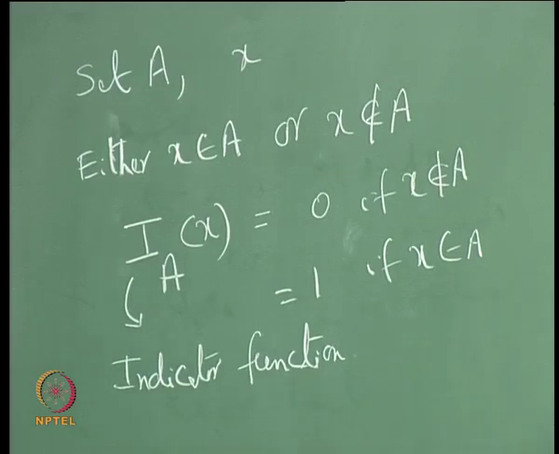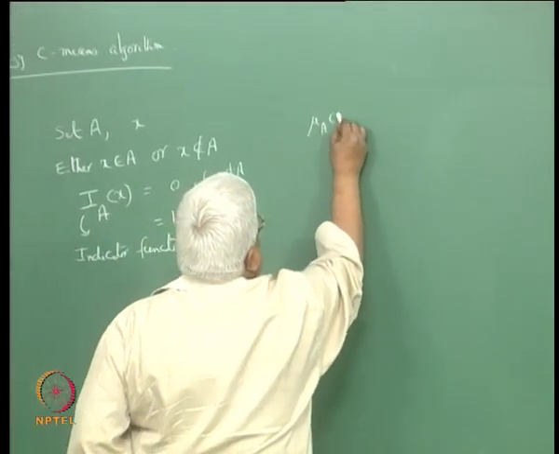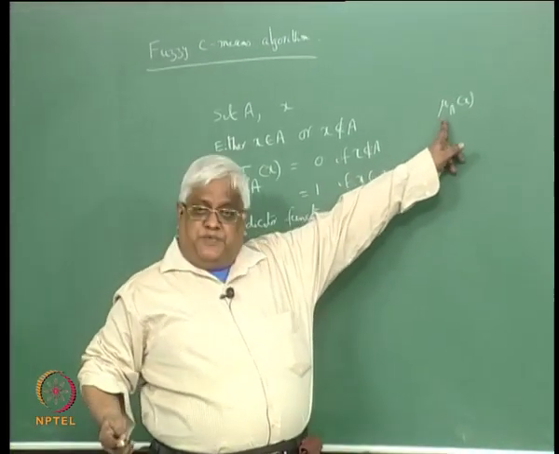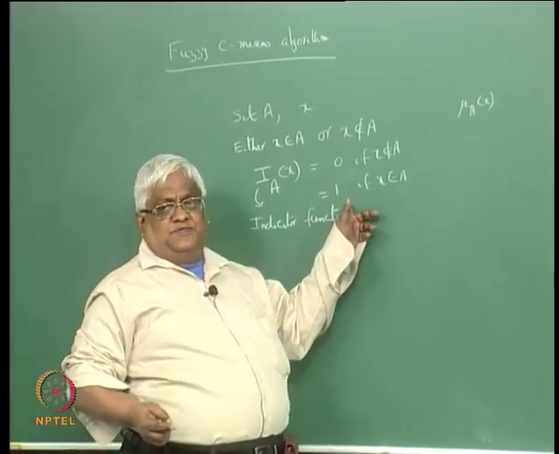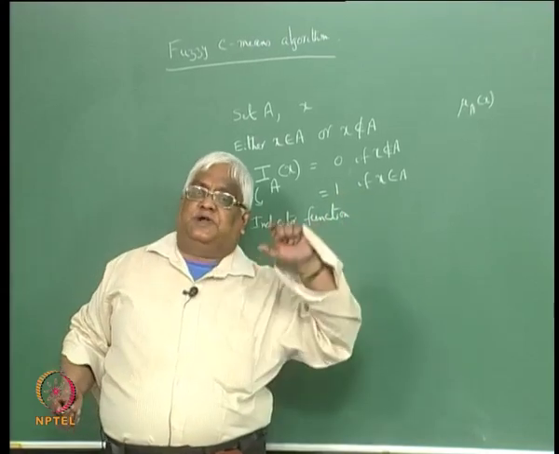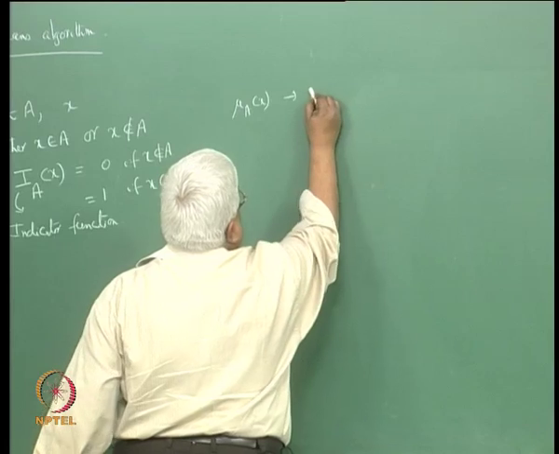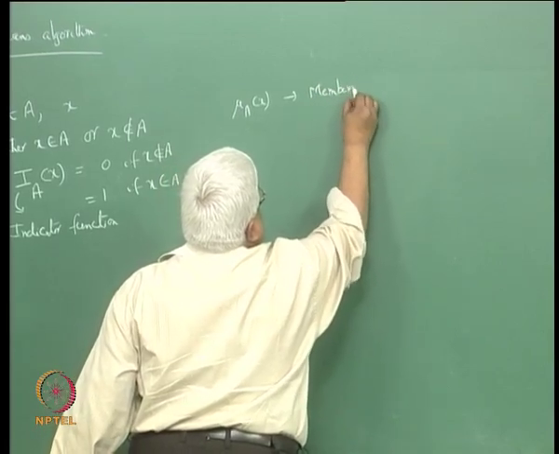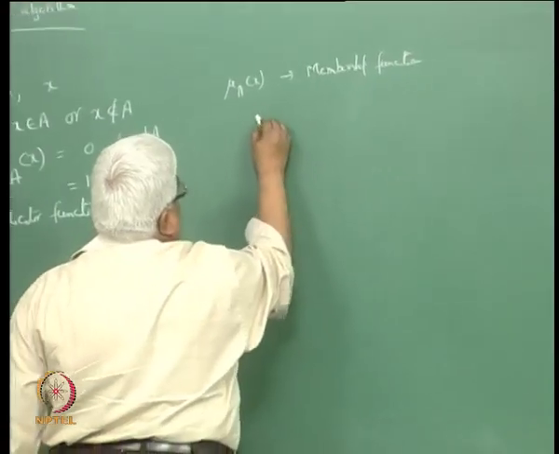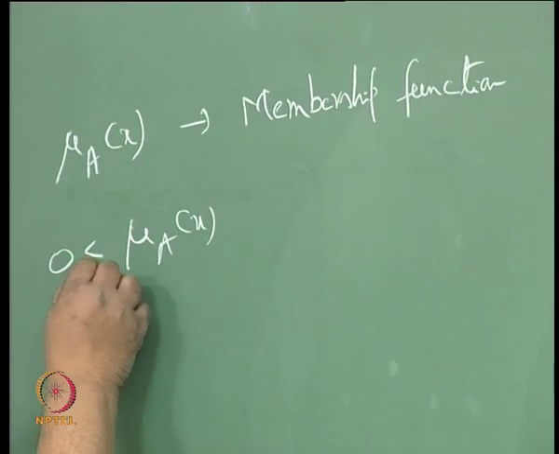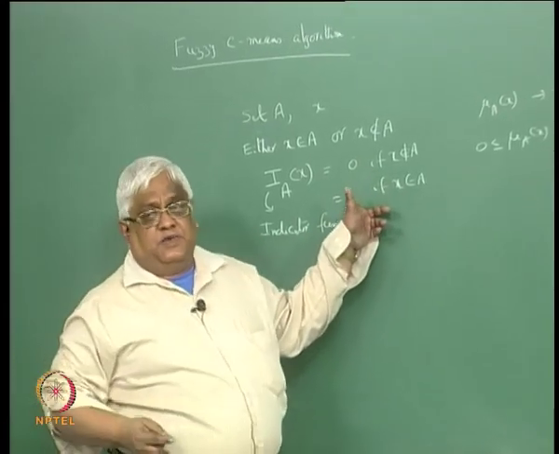Zadeh defined fuzzy sets as follows: you have a set A with a membership function, which is mu_A, for a fuzzy set A. It takes values not only 0 and 1, but it can also take values in between 0 and 1. This is known as the membership function, and mu_A(x) takes values in the interval 0 to 1, not only 0 or 1, it may take a value in between.